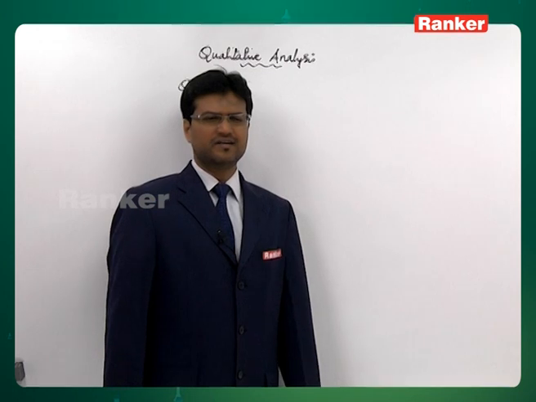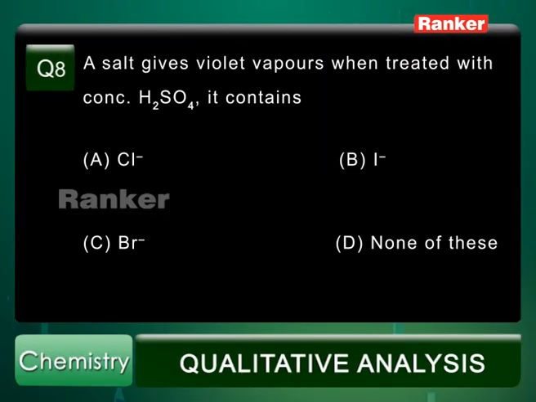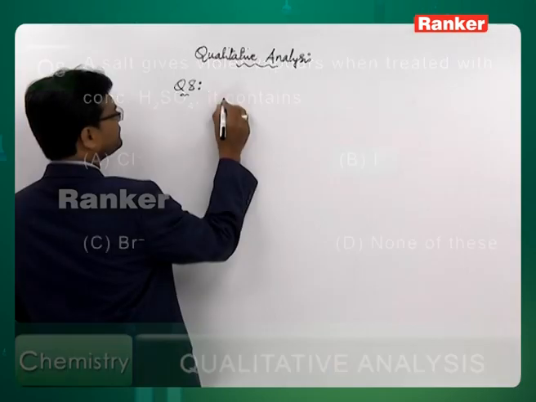Question number 8. A salt gives violet vapors when treated with concentrated sulfuric acid. It contains option A Cl minus, option B I minus, option C Br minus, option D is none of these, and the correct answer is I minus. Let us look at the reaction.